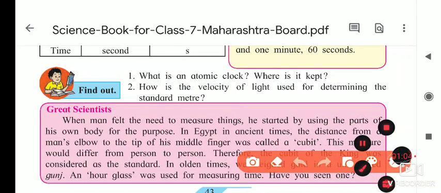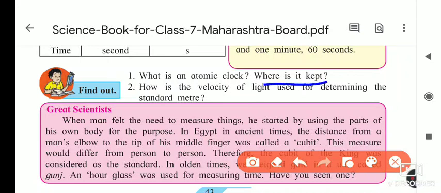So what is an atomic clock? The atomic clock is the master atomic clock. It is present in Washington, in the US Naval Observatory. That clock is kept in Washington, and what is its use? It is used as a standard for the US Department. It provides the standard time for the US Defense Department.